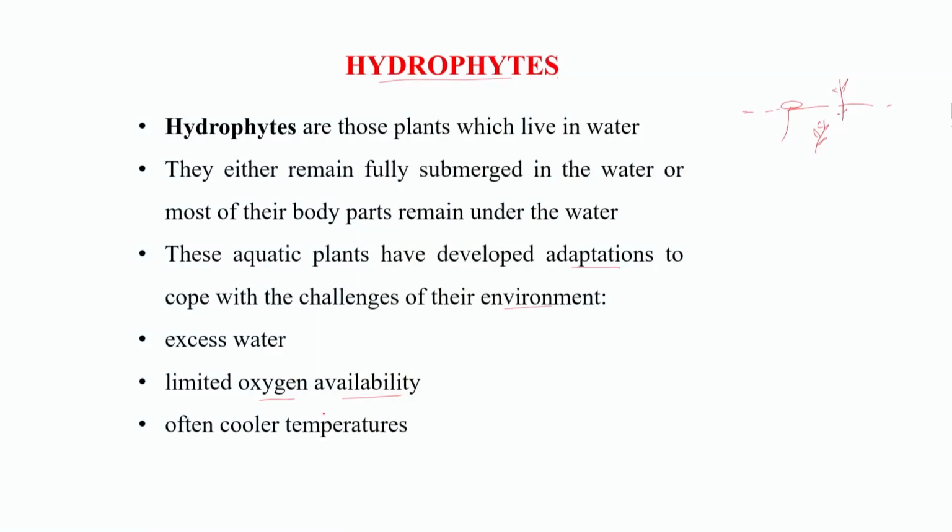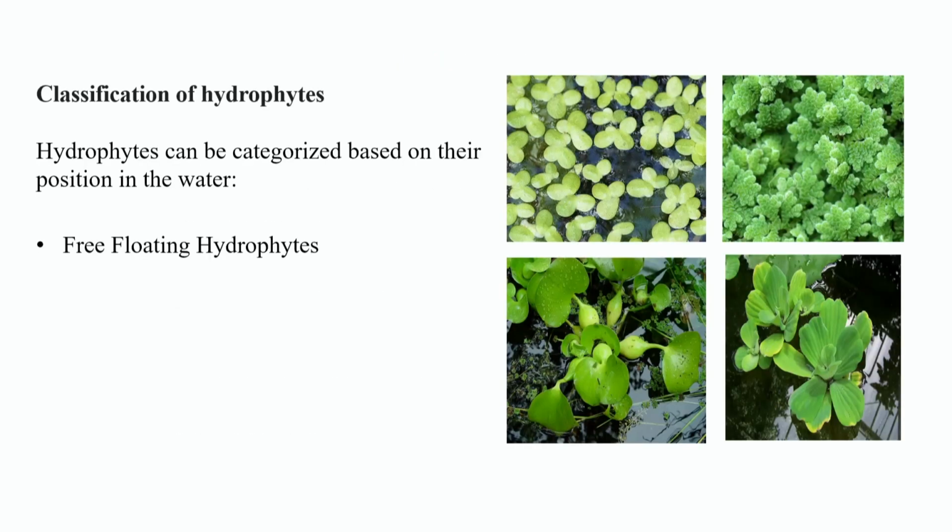Because of limited oxygen availability, they have to develop a more elaborate system which allows a very free flow of those gaseous molecules. Then CO2 liberation should also be there. The temperatures could also be slightly cooler, and light availability will also be less compared to the outer atmosphere. So all these conditions they have to deal with when growing in water. Now, hydrophytes can be categorized based on their position in water. We can classify hydrophytes on the basis of the place where they are found in water.